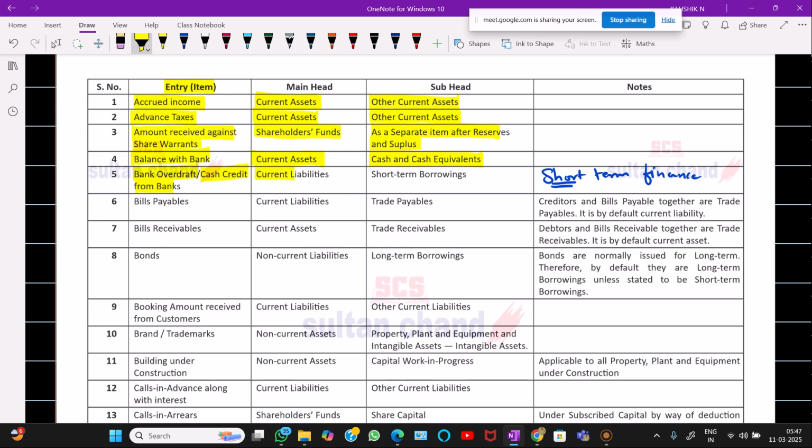And what I said, it is a short-term finance. That is, I have done the borrowings. So borrowings comes under liability. So that is the reason I have first made very clear that the major head is current liability for this item. Okay. Now I should be very clear what is the subhead.